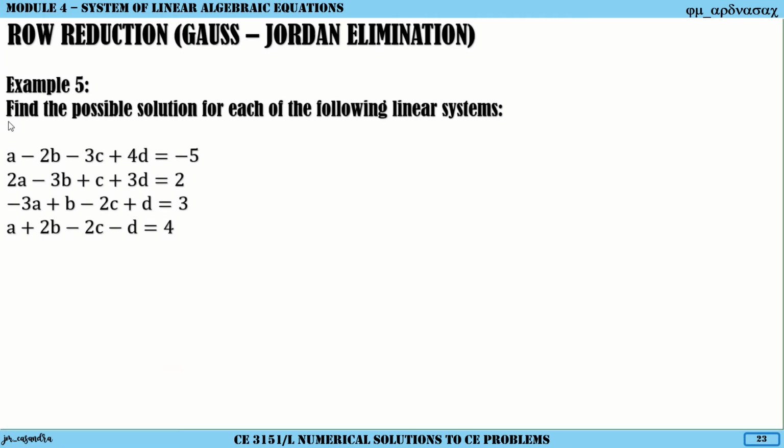So let's solve again another example for Gauss-Jordan elimination. So given the linear system, let us solve for the possible solution and values of the variables for the 4 equations, 4 unknowns. So firstly, we have to convert first our equation into its augmented matrix form.